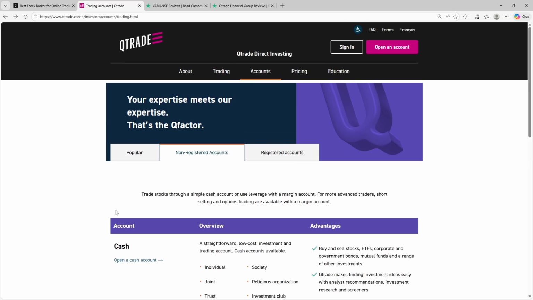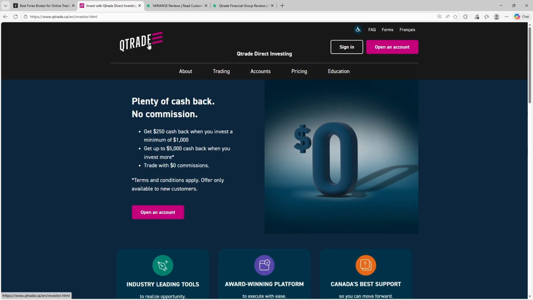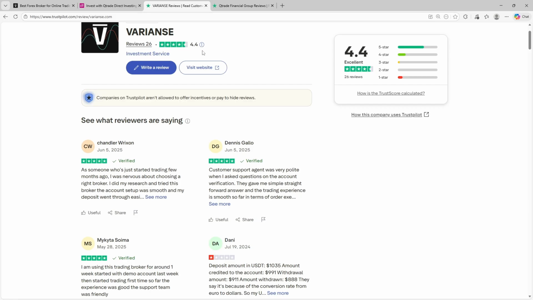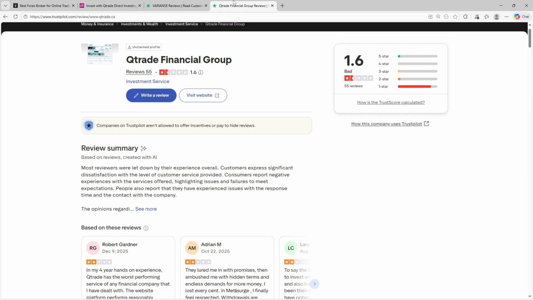Looking at public feedback, Varianse currently holds a Trustpilot rating of 4.4. Many users praise the smooth account setup, execution quality, and helpful support responses, while a few mention occasional concerns around currency conversion and withdrawal clarity. QTRADE Financial Group, on the other hand, shows a Trustpilot rating of 1.6. Reviews frequently highlight dissatisfaction with customer service response times, outdated platform elements, and administrative friction, although some users still acknowledge that the core investing tools themselves are functional and reliable once accounts are fully set up.